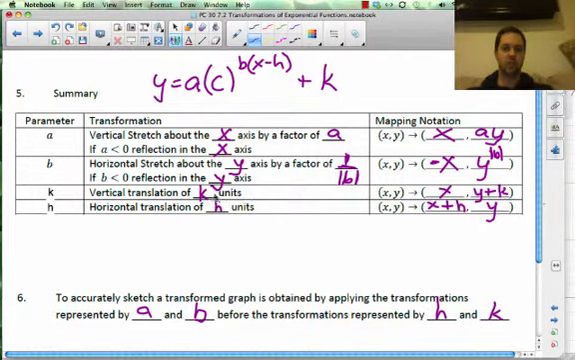K is vertical translation of k units. Fairly simple. x and y becomes x and y plus k. H, horizontal translation of h units. So instead of x and y, we have x plus h and y.